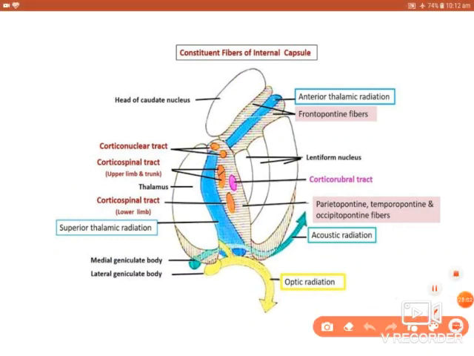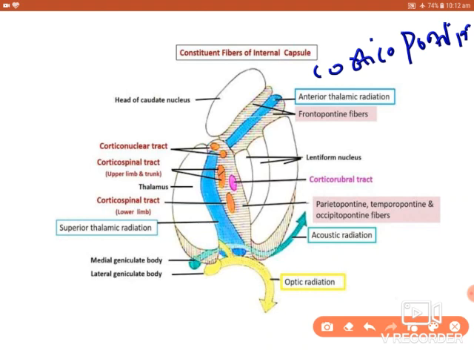Then, coming to the fibers, there are motor fibers and sensory fibers. So here there is one group of motor fibers, the corticopontine fibers, which originate from the cerebral cortex and go to the pontine nuclei. So these are the corticopontine fibers. This comes under the motor fibers, from the cerebral cortex.